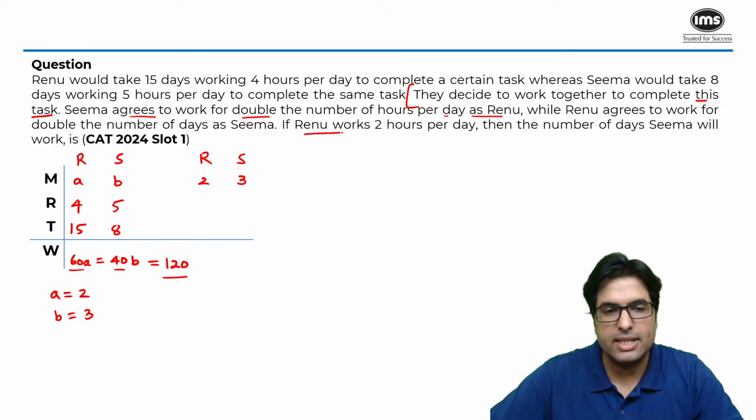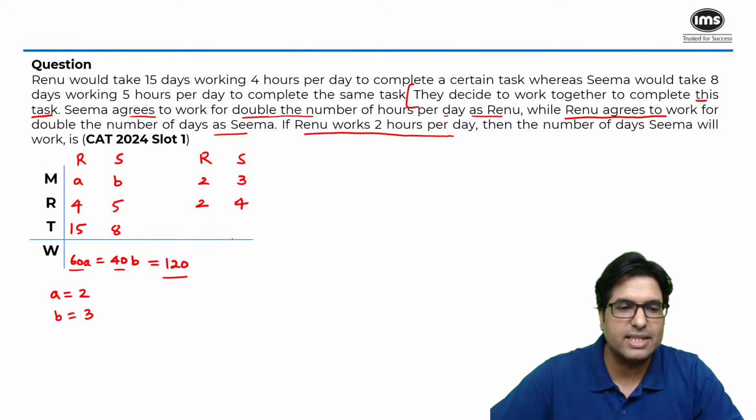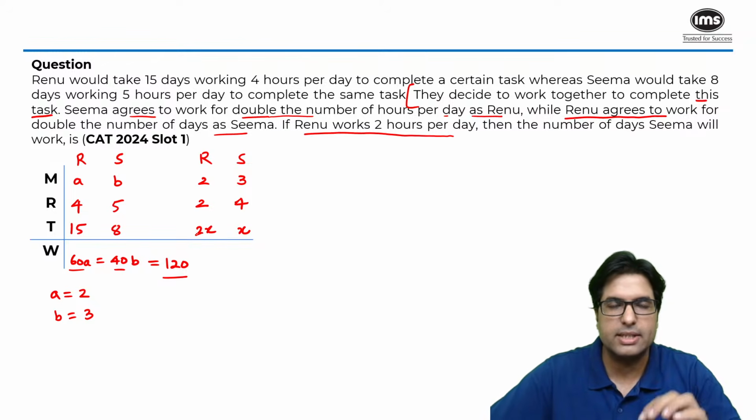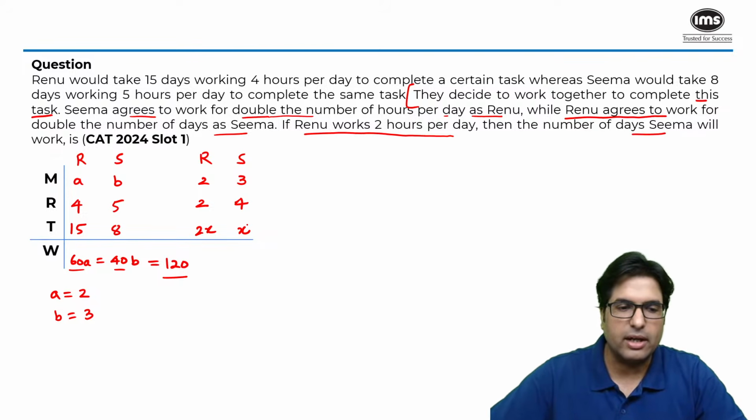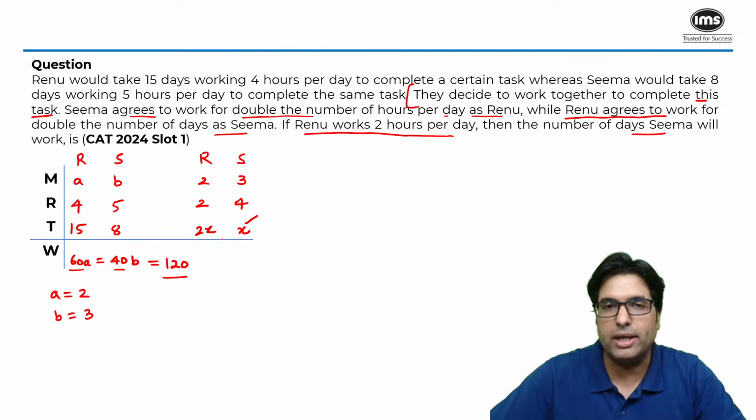In the last sentence, they are saying if Renu works 2 hours per day, and Seema agrees to work for double the number of hours per day as Renu, which means Seema will work for 4 hours per day. Further, Renu agrees to work for double the number of days as Seema. So if Seema works for x days, Renu works for 2x days. Now that's it. Number of days Seema will take. So we are expected to calculate the value of x.